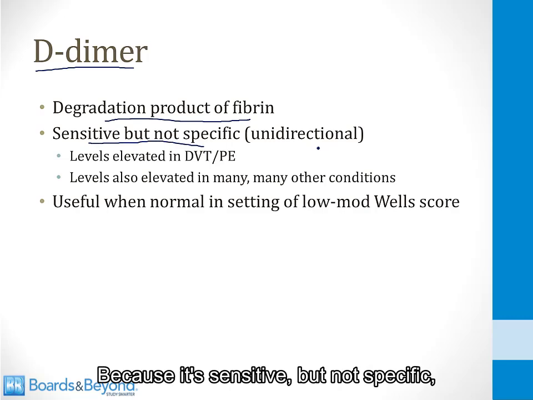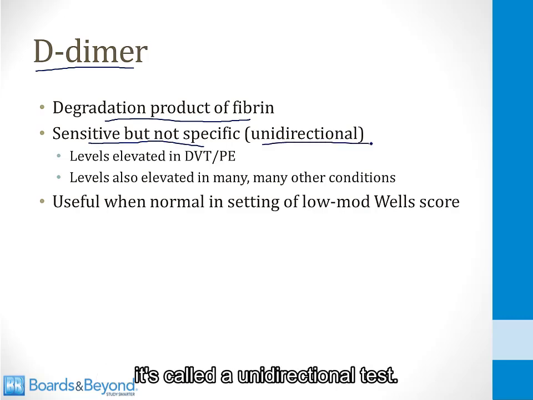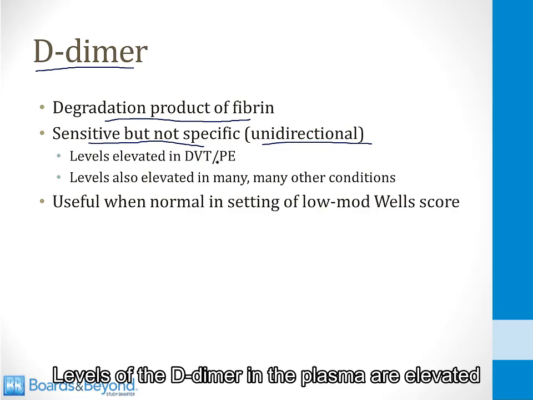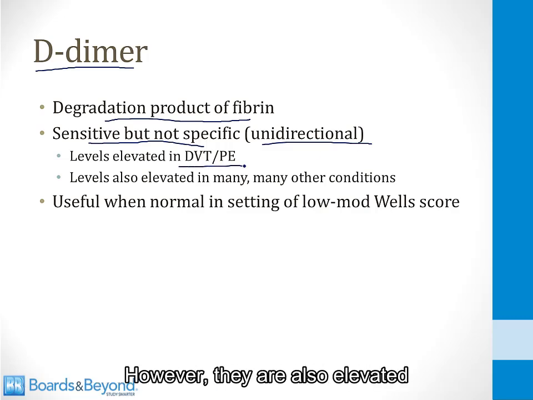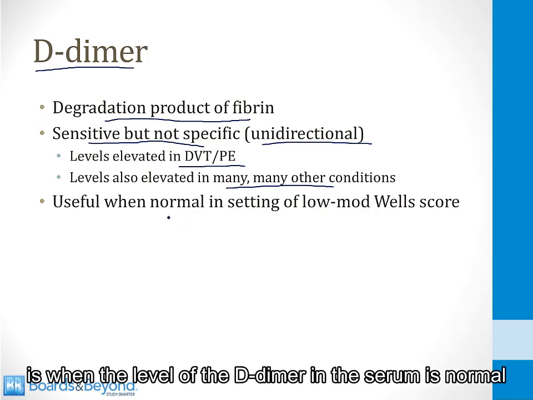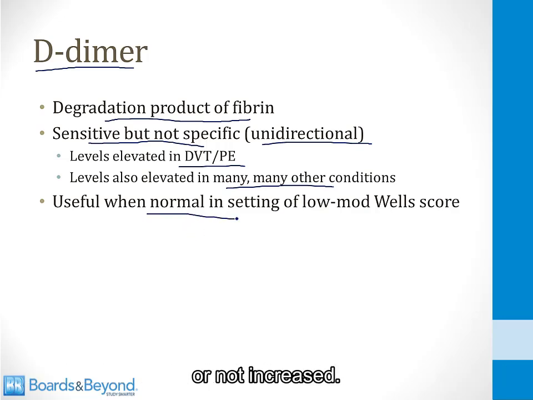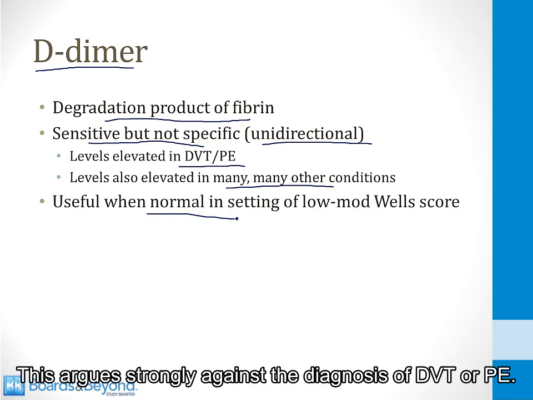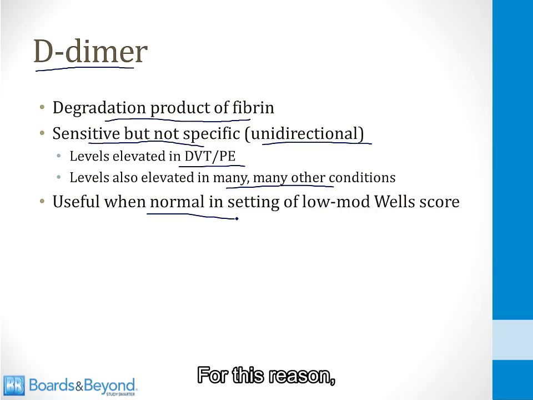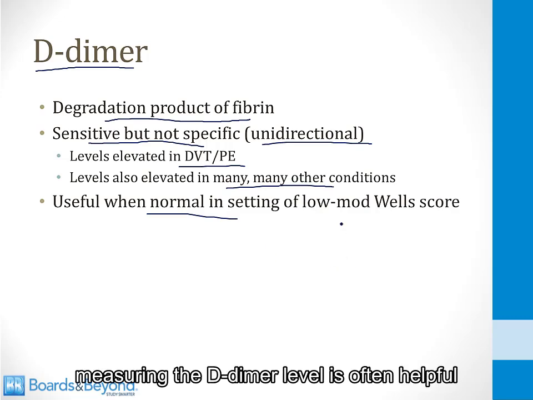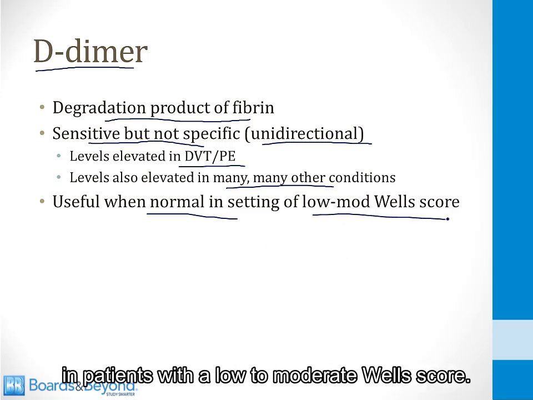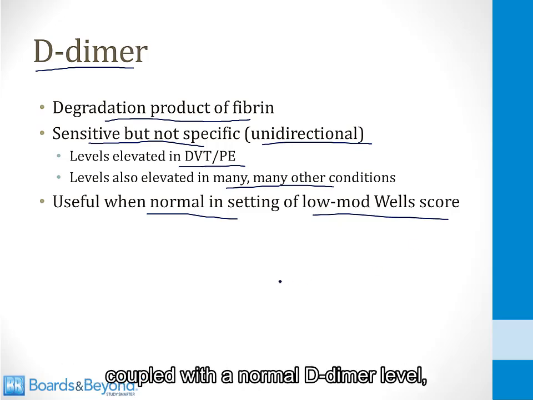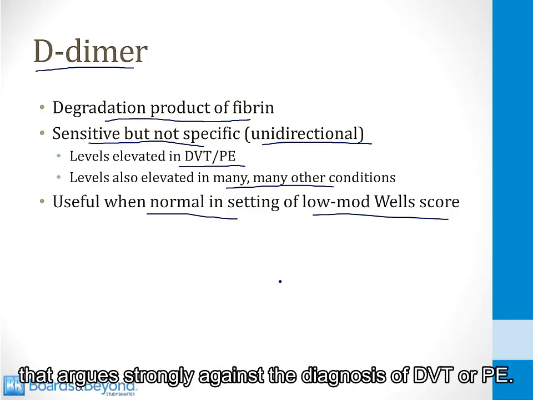Because it's sensitive but not specific, it's called a unidirectional test. Levels of the D-dimer in the plasma are elevated in the setting of DVT or PE. However, they are also elevated in many, many other conditions. For this reason, its greatest value is when the level of the D-dimer in the serum is normal or not increased. This argues strongly against the diagnosis of DVT or PE. For this reason, measuring the D-dimer level is often helpful in patients with a low to moderate Wells score. When you have a low to moderate Wells score coupled with a normal D-dimer level, that argues strongly against the diagnosis of DVT or PE.